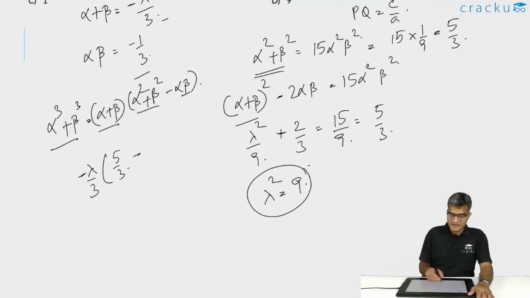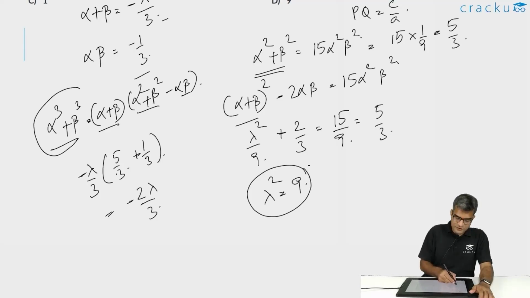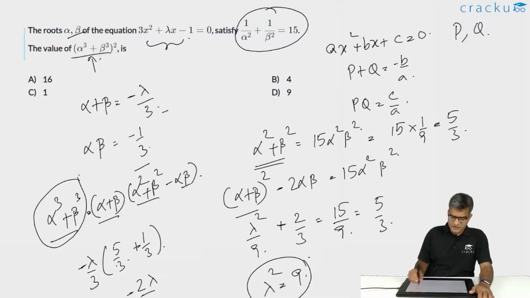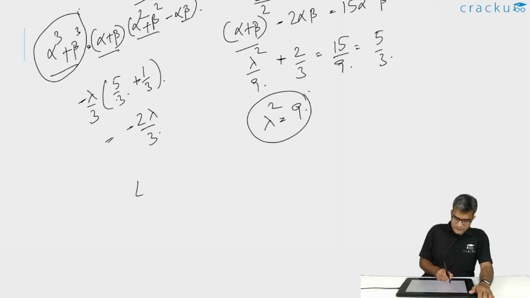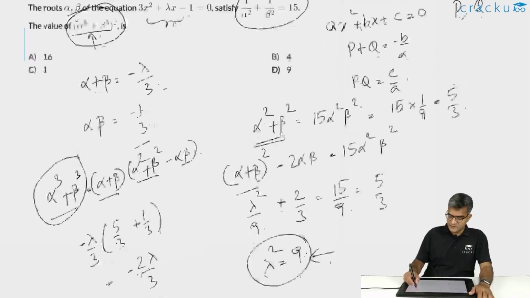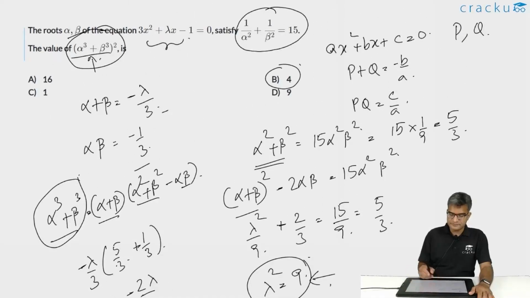minus alpha beta, which is minus 1 by 3. So minus of minus 1 by 3 is plus 1 by 3. So this is 5 by 3 plus 1 by 3, which is 6 by 3, which is 2. So this is minus 2 lambda by 3. This is the value of alpha cube plus beta cube. So the square of it will be equal to 4 lambda square divided by 9, but lambda square is 9. So this gets cancelled and the required answer is 4, which is option B.